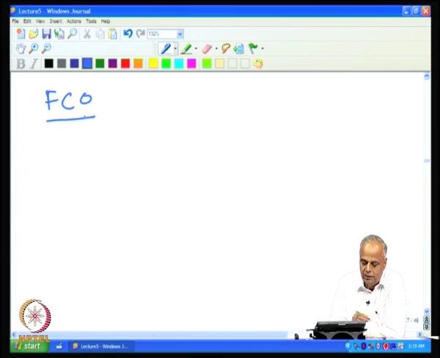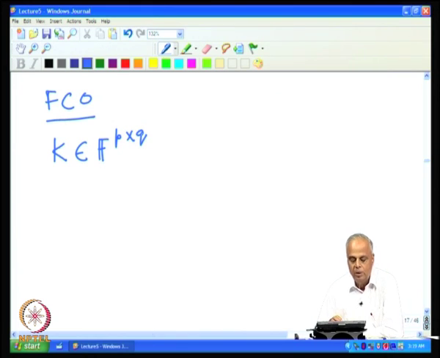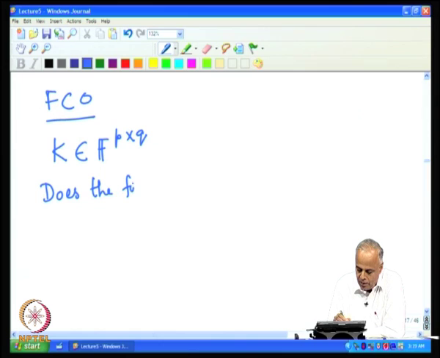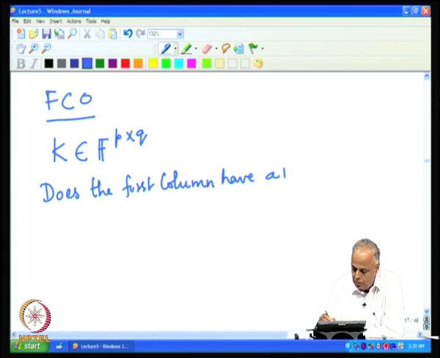Start with any matrix K which has P rows and Q columns, any general matrix P by Q. Once you are given this matrix, we first ask the following. Since it is going to be operating on the first column, we look at the first column and ask this question: does the first column have a non-zero entry?